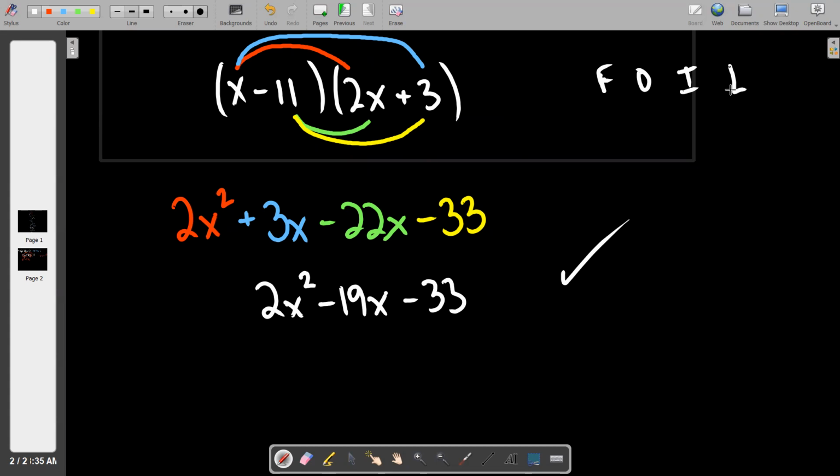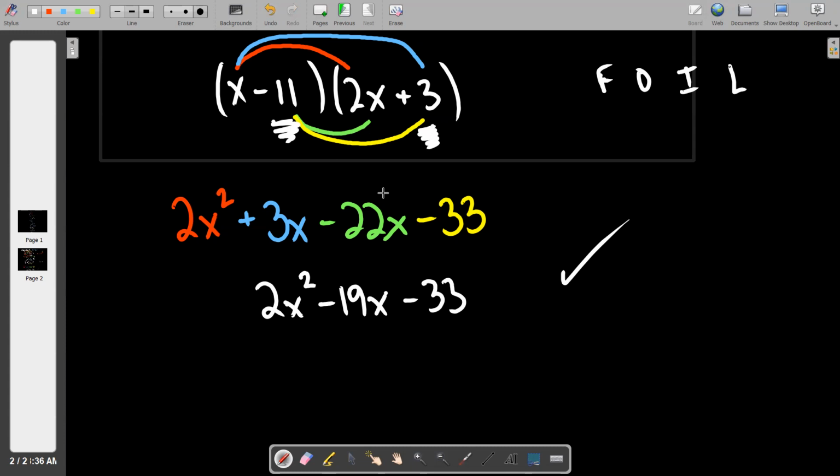So the F stands for first. That means you take the first thing in the first binomial times the first thing in the second. That seems logical. The O stands for outside. So as I look at this problem holistically, x and 3 are on the outside of the problem. The I, inside, is the negative 11 multiplying by the positive 2.